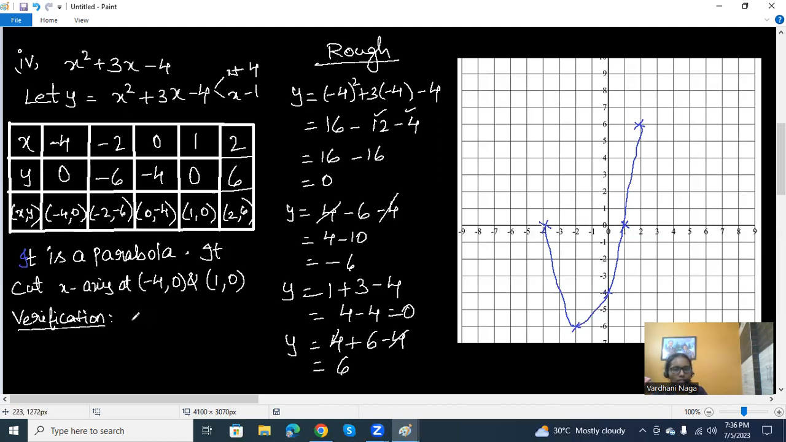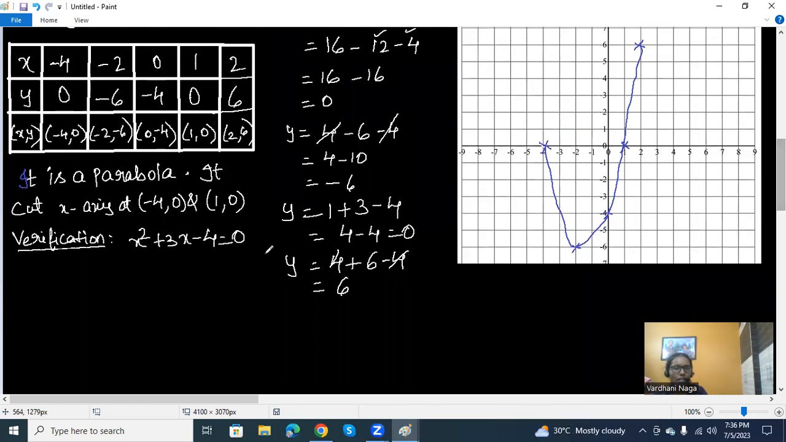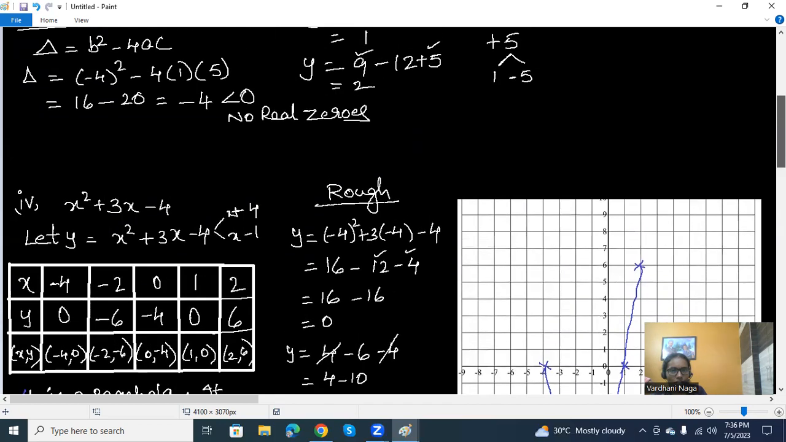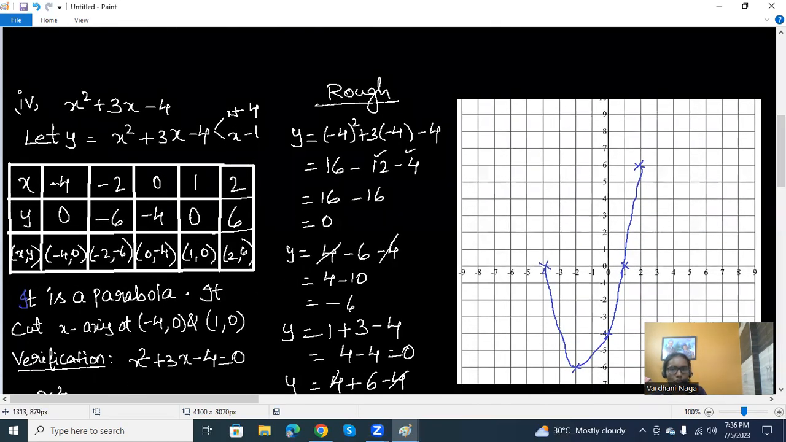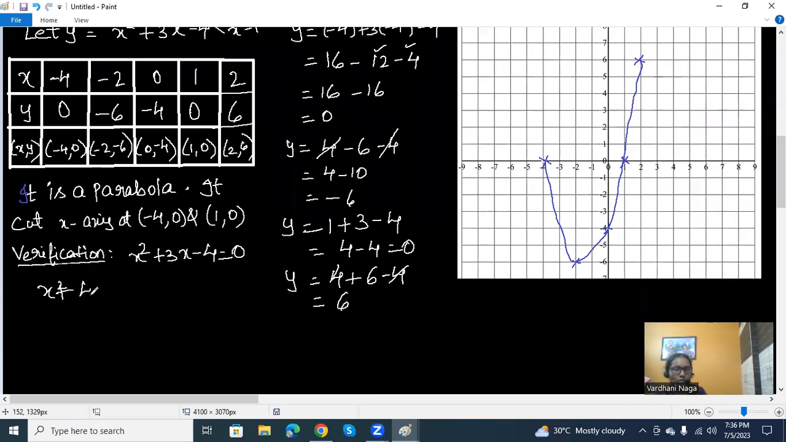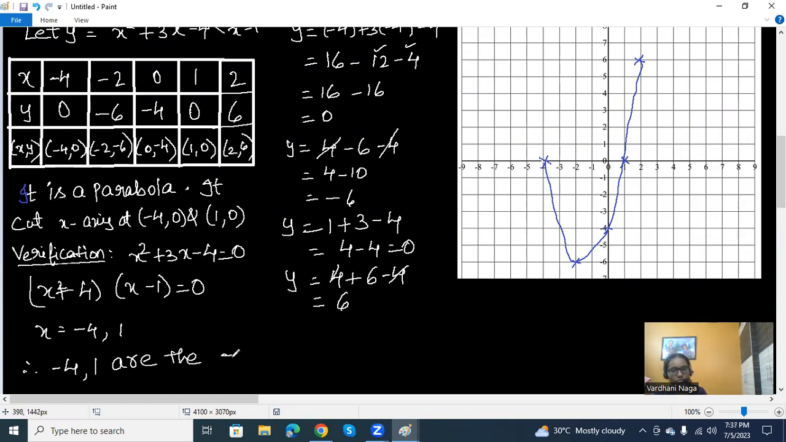For doing the verification, take the given polynomial and put it equal to 0. By the splitting the middle term method, I already discussed the factors, x plus 4 and x minus 1, we can directly write. x plus 4 and x minus 1 equal to 0. So if x plus 4 equals 0, x is equal to minus 4. If x minus 1 equals 0, x is equal to 1. Therefore, minus 4 comma 1 are the zeros of the given polynomial.